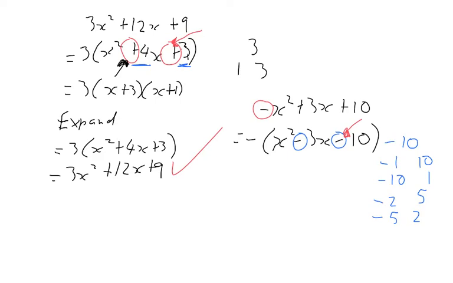Now, only one of these gives us minus 3 when we add them together. Minus 2 plus 5 is positive 3, but minus 5 plus 2 is negative 3. So that's what we're looking for. So that equals minus, x take 5, x plus 2. And if you had to go on to draw this graph, this is where you can find out that the x-intercepts are 5 and minus 2. I'll do another example of factorising in another video to help you.